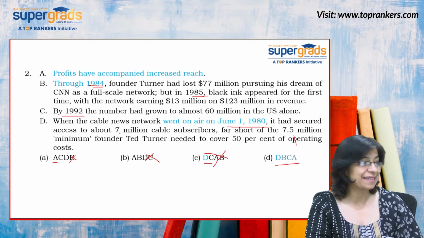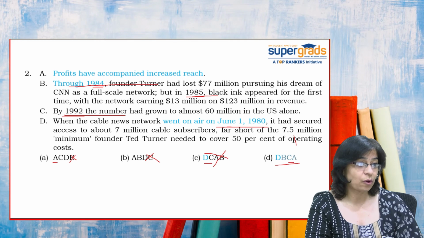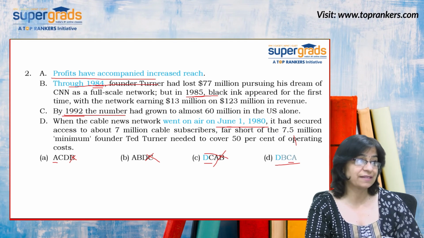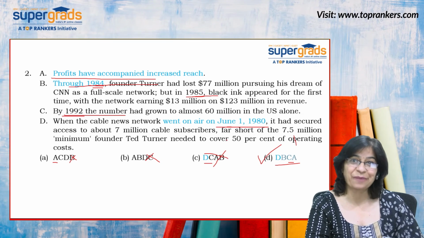How about option D? So it went on air in 1980. Then option B, through 1984 and 1985, by 1992, option C, and then back to present tense. Profits have increased their reach. See how easy that was.